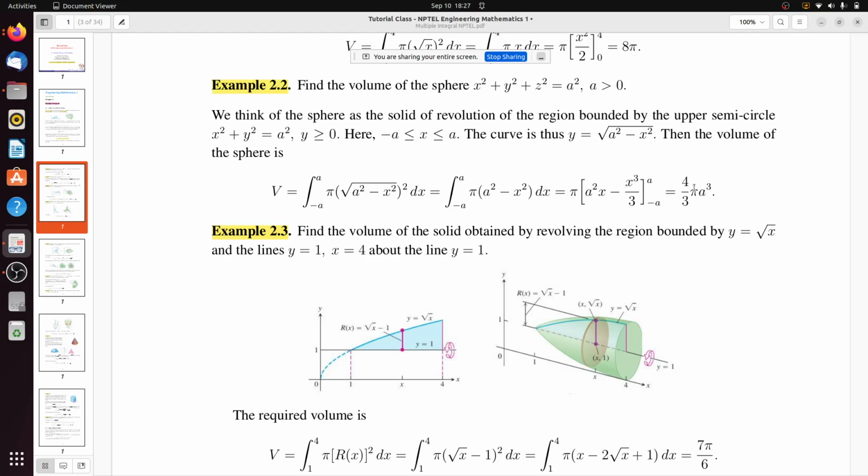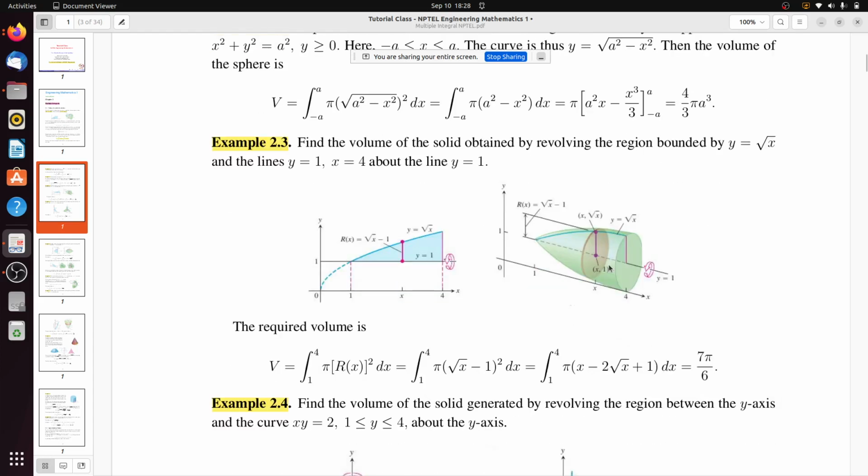Now, how are we determining this? We are just taking the sphere as a volume of revolution of the semicircle around the x-axis. That's our main idea. Now similarly, see example 2.3.